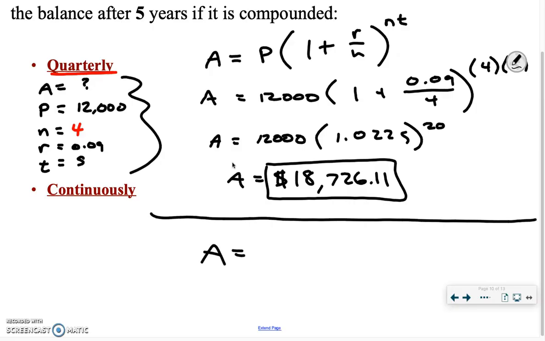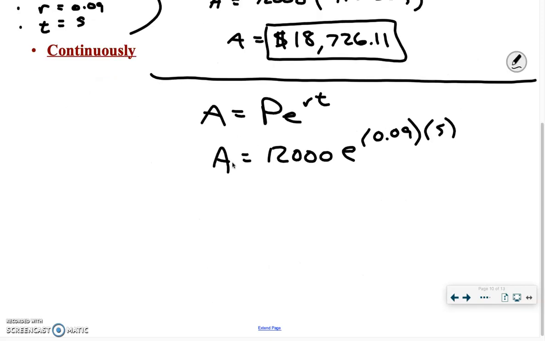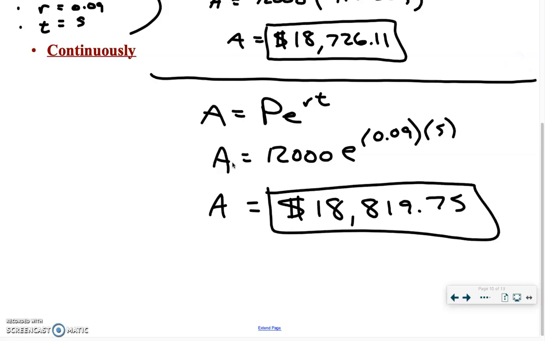talking the PERT formula now, A is equal to P times e to the rt power. And we already have the variables present. We still are looking for the amount, 12,000 times e to the rate, which is still 9%, so 0.09 times T, which is still 5. So as we type this into our calculator, what are we getting this time? 18,000 what? $119.75 is the cutoff: $18,119.75.